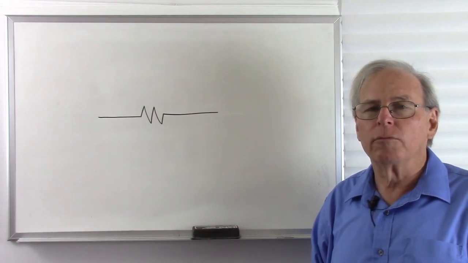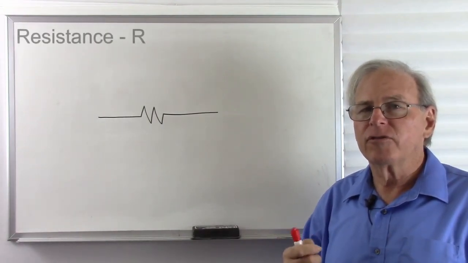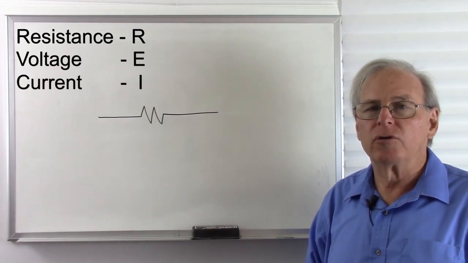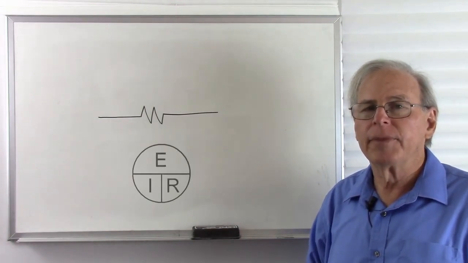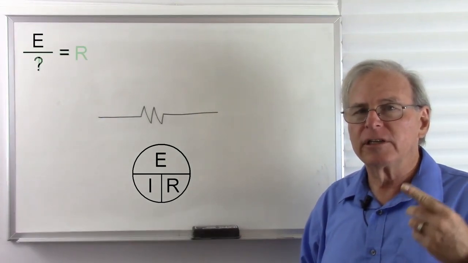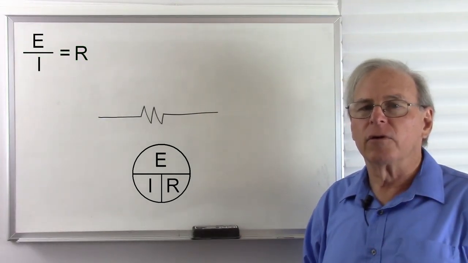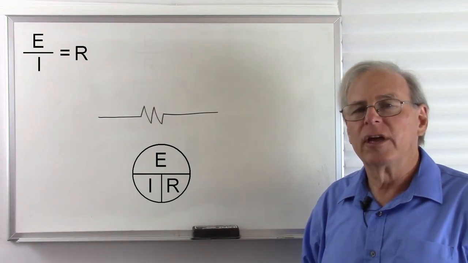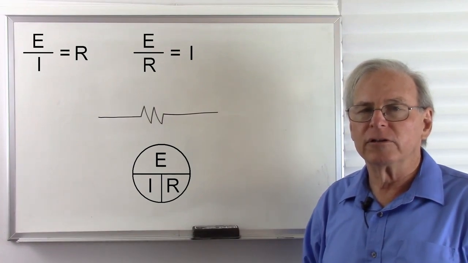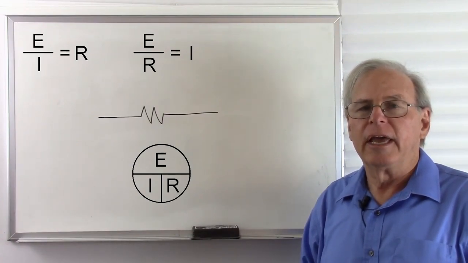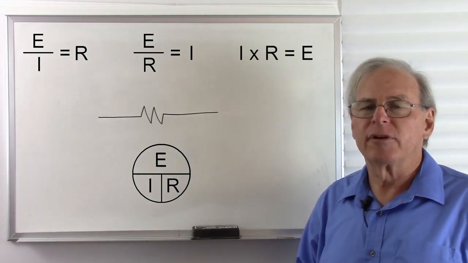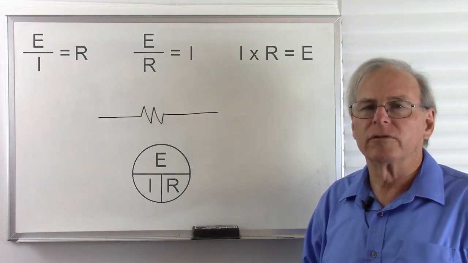We also learned about Ohm's law. We have resistance, we have voltage, and we have current. And with Ohm's law, if we know two of those, we can calculate the third. If we know our voltage, we divide into it. So if we know our voltage and our current, divide the current into the voltage, that tells us the resistance. If we know our voltage and our resistance, we divide the resistance into the voltage, and that tells us our current. If we don't know our voltage, we multiply. So we multiply our current times our resistance, and that tells us our voltage.